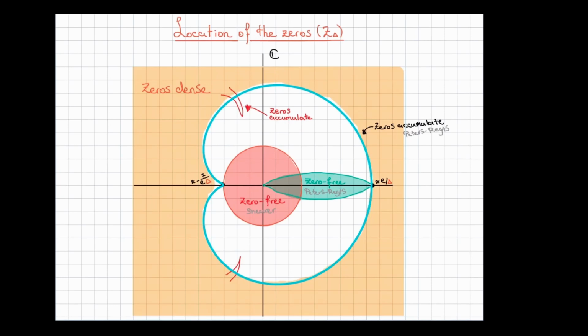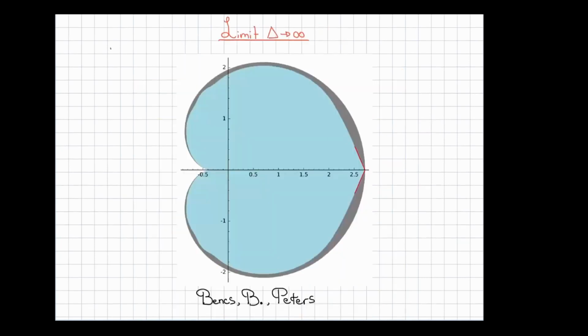Together with Ferenc Bencs and Han Peters, we investigated what happens if you let delta go to infinity. Then these regions shrink, because their intersection here is only of order 1 over delta. But if you then again multiply the region by delta, what does the picture look like? And here we actually can get a very accurate picture.